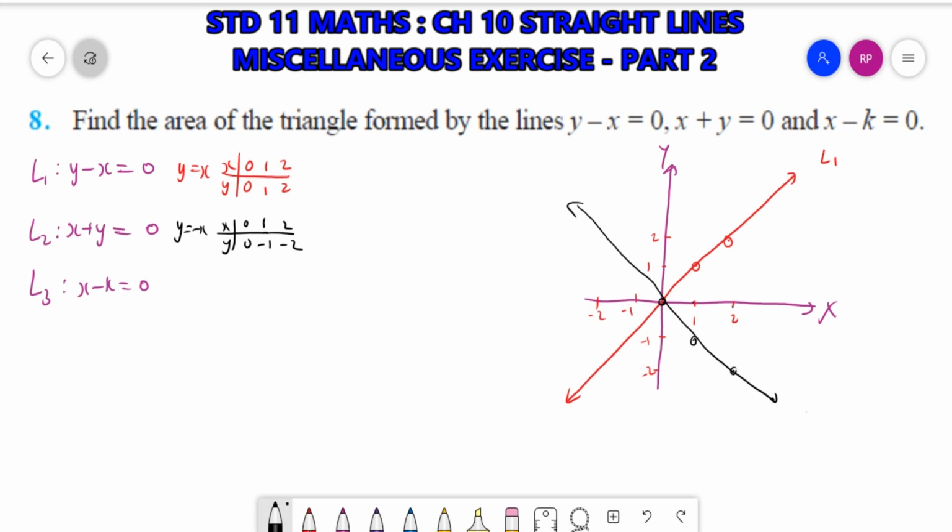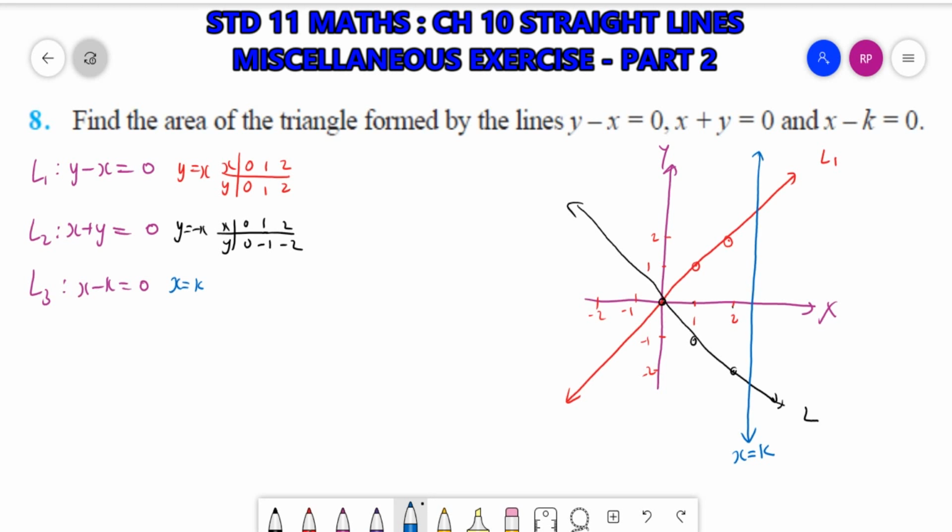This is line L. When I take the line x minus k equal to 0, that means x is equal to k. X is equal to k is a line parallel to the y-axis, meaning x is constant. So let's take this line. This is x equal to k.